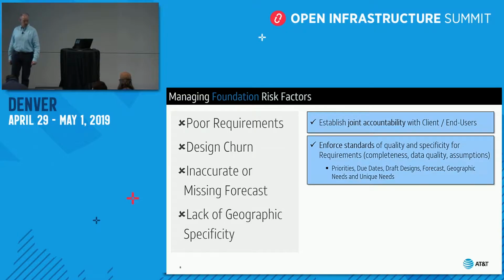And then enforce standards of quality for specificity in the requirements process, for completeness, data quality, assumption sets. That should also include priorities. In the event they give you a list of 10 requirements and you can only fulfill 8 of those, which 8 would they like? And which 2 would they prefer to defer? Due dates, design drafts, geographic needs, and any unique considerations that may exist in your particular use case. Not every case is identical. So it's up to that end user community to convey those things to you so that they can be successful.